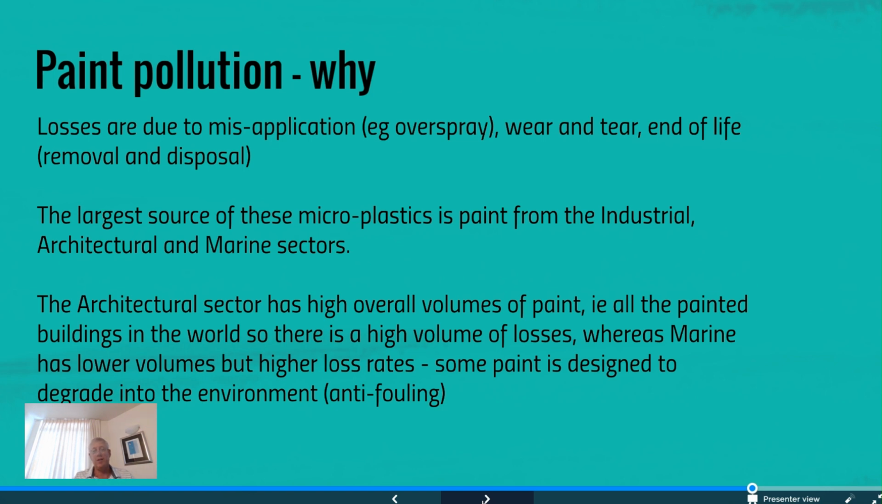Well, a lot of it is from the pretty much equally industrial, architectural, and marine sectors. The architectural sector is all the painted buildings in the world. So there's a lot of paint applied, so therefore proportionately a high volume of paint loss. Marine paint has lower volumes but higher loss rates because a lot of marine paint apparently is designed to degrade. Anti-fouling paint, that's what it does. So it's not great.